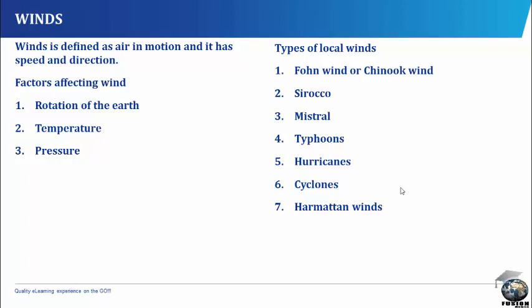Winds. Wind is defined as air in motion, and it has speed and direction. Factors affecting wind. 1. Rotation of the earth. Owing to rotation of the earth, winds are deflected to the right in the northern hemisphere and to the left in the southern hemisphere.